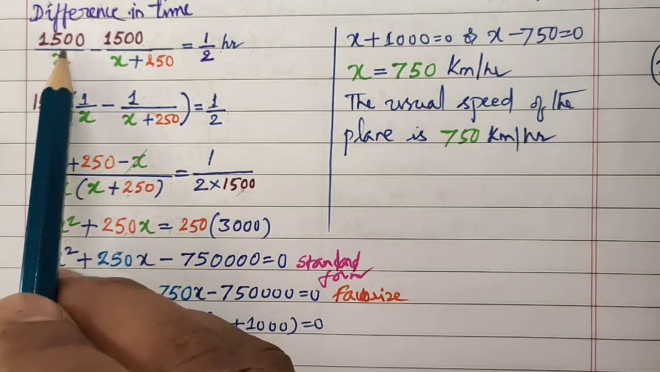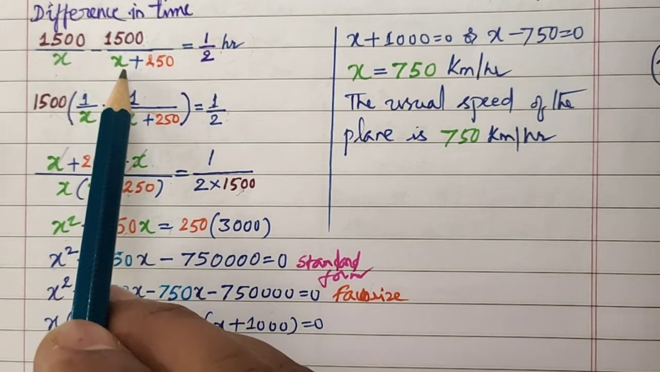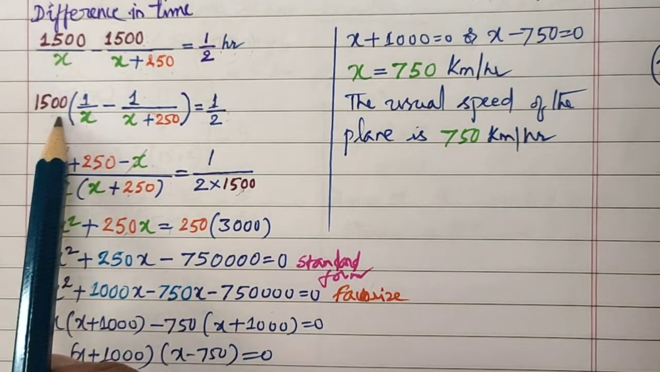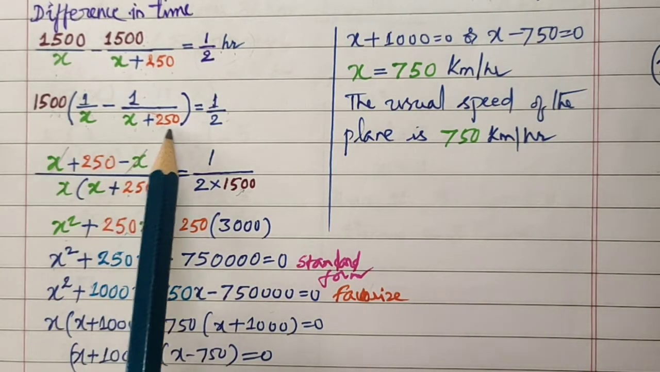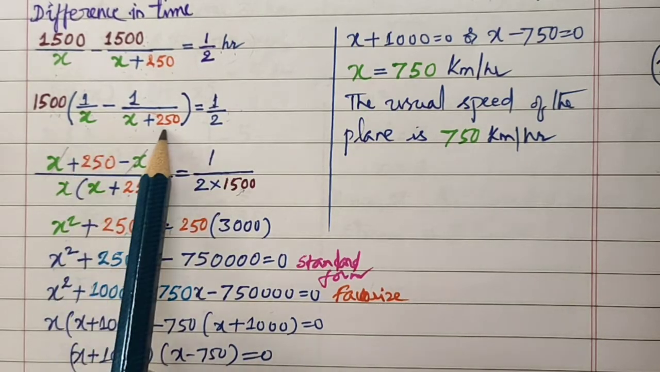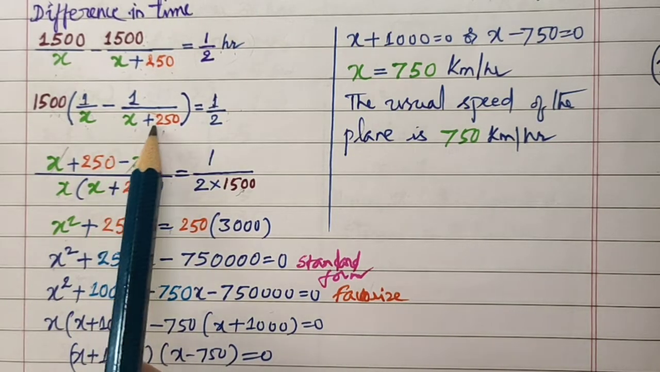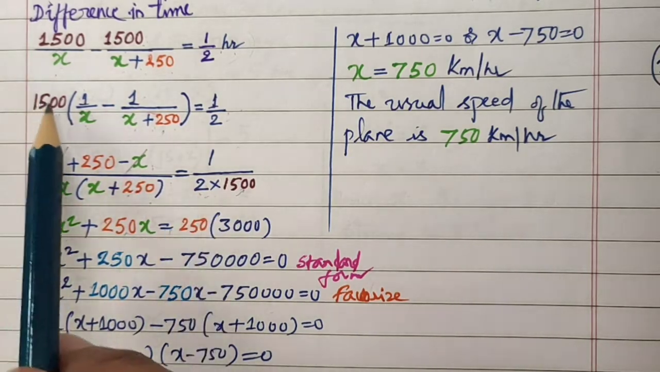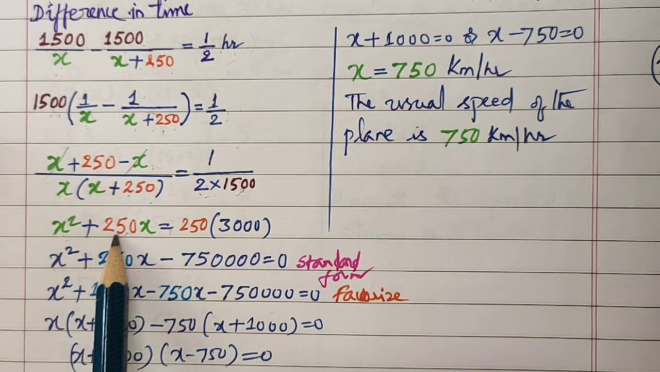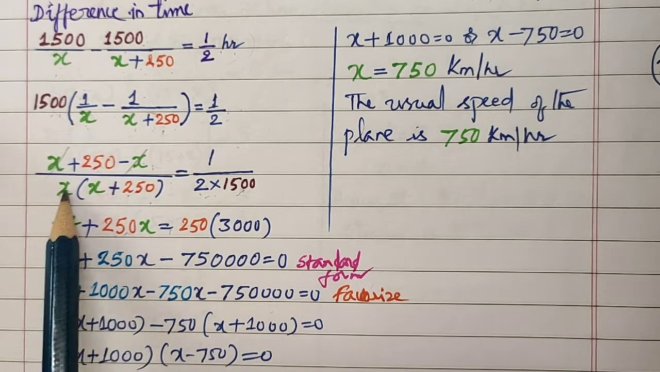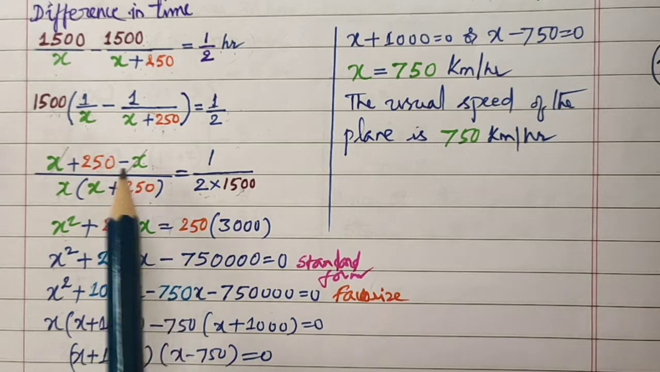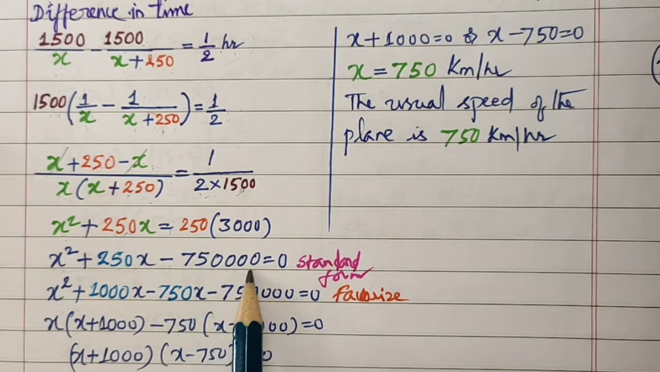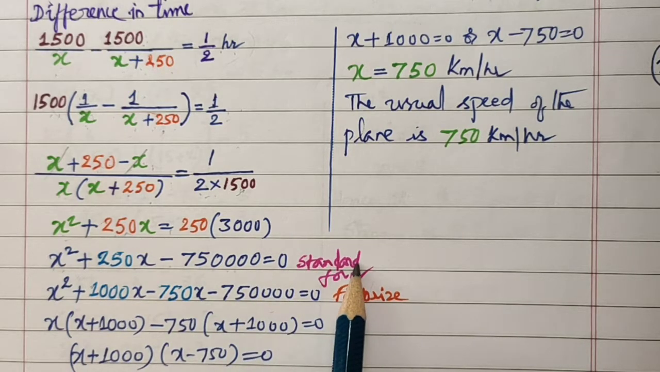Here we have 1500 divided by x minus 1500 divided by x plus 250 is equal to half an hour. Take out 1500 as common: 1 divided by x minus 1 divided by x plus 250 is equal to half. Take the LCM of these two, x into x plus 250. Cross multiplying, x plus 250 minus x is equal to 1 divided by 2 into 1500, then x squared plus 250x. This x got cancelled, so x squared plus 250x is equal to 250 into 3000. Then x squared plus 250x minus 750000 is equal to 0. This is in the standard form of a quadratic equation.